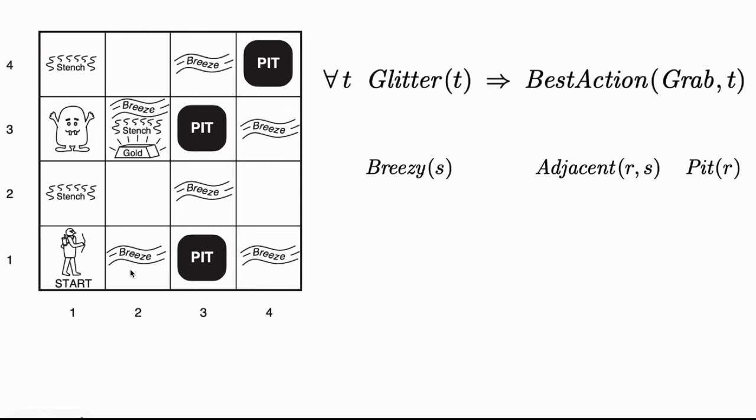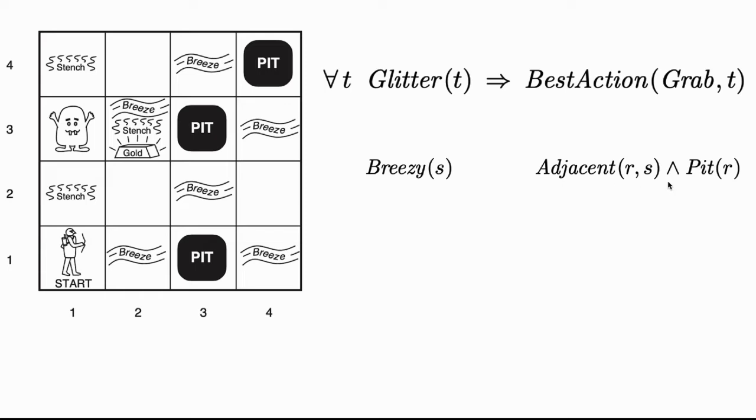Similarly, I know that if I have a breeze in a particular cell, then one of the adjacent cells has a pit. Okay, so to describe this, I make two functions. One is called adjacent r comma s. So r is a cell and s is another cell. So if r and s are adjacent, then this function will output true. Okay, and you have a function called pit of r. If r has a pit, then pit of r will also be true. Okay, so how do I describe this?